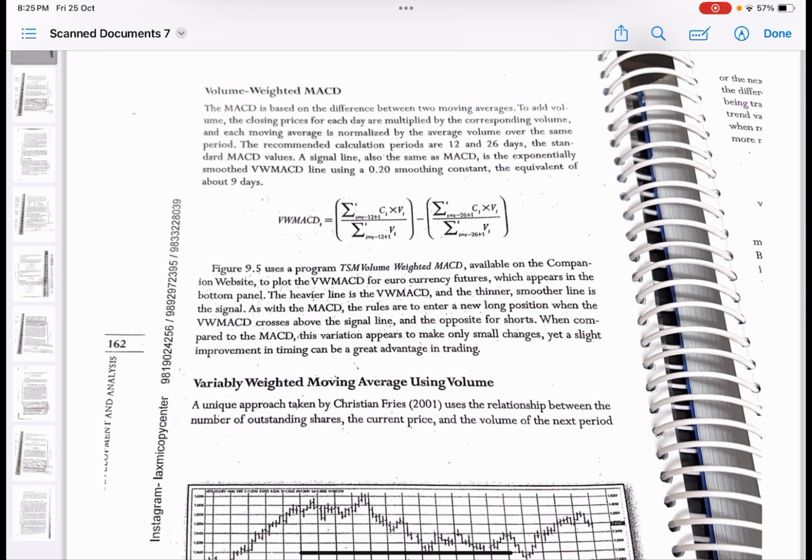The recommended calculation periods are 12 and 26, the standard MACD values. A signal line, also the same as in MACD, is the exponentially smoothed VWMACD line using a 0.20 smoothing constant, which is equivalent to about 9 days. When we were studying MACD, we spoke about the concept of the signal line, right? Similarly, for the volume weighted MACD, you need to keep in mind that the smoothing factor is 0.20, which corresponds to nearly 9 days. And again, here also the recommended periods are 12 and 26 days.